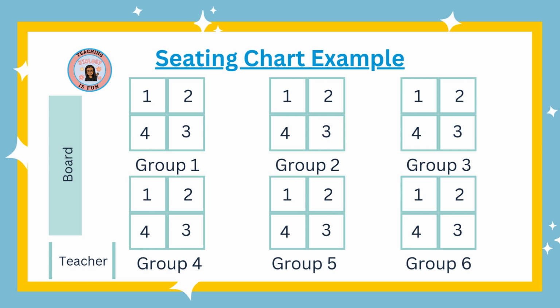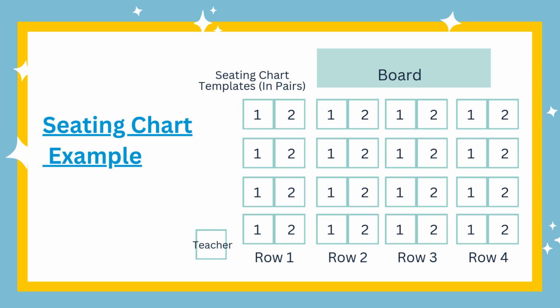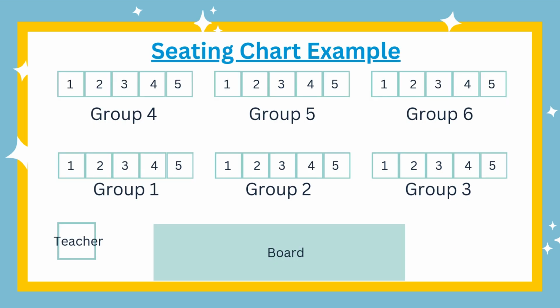Here is an example of a seating arrangement for 6 groups, each consisting of 4 students. Let us examine this seating arrangement, which is organized into rows and structured in pairs. Finally, here is a seating arrangement specifically designed for a laboratory setting, featuring lab tables.